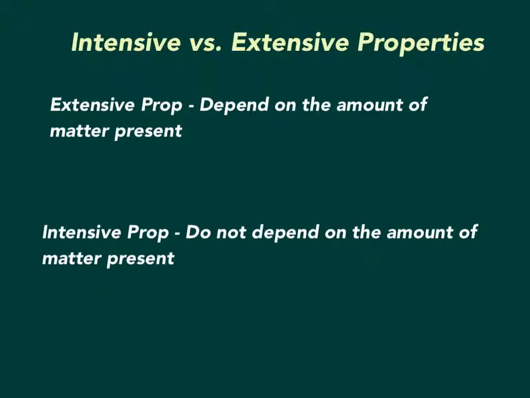Going along with those physical properties, there's also intensive and extensive properties. A couple big words, here's what they mean. An extensive property depends on the amount of matter present, so that will change depending on if you have more or less of it. Things like, again, mass. If you have more of the matter, then it's going to have a greater mass. Or volume, those kinds of things change with the extensive properties.